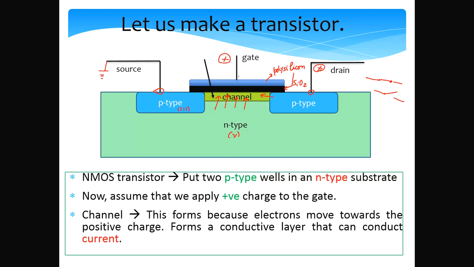But now if we apply a negative or a zero voltage to the gate, the channel will vanish, it will break down, and the transistor will not remain a good conductor. So this is a very, very high level, 20,000 feet kind of view of what a transistor does. So essentially a transistor is a switch.